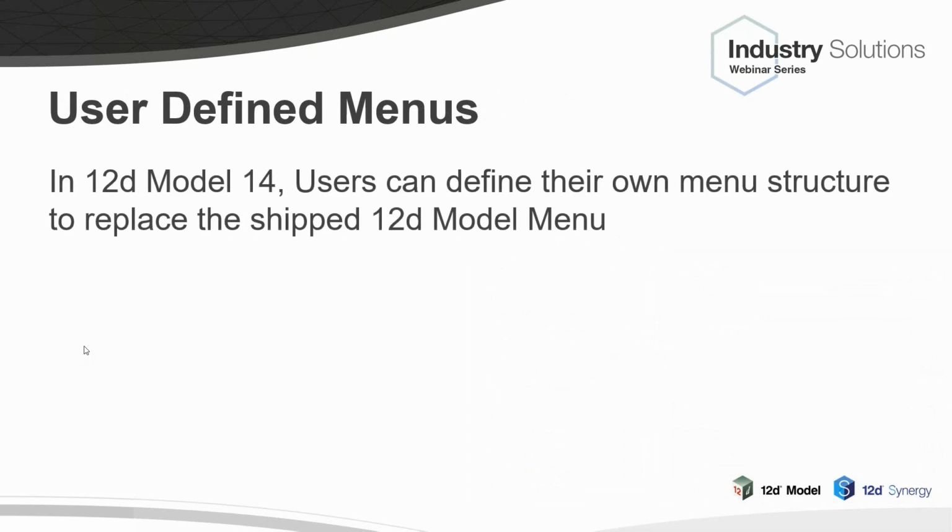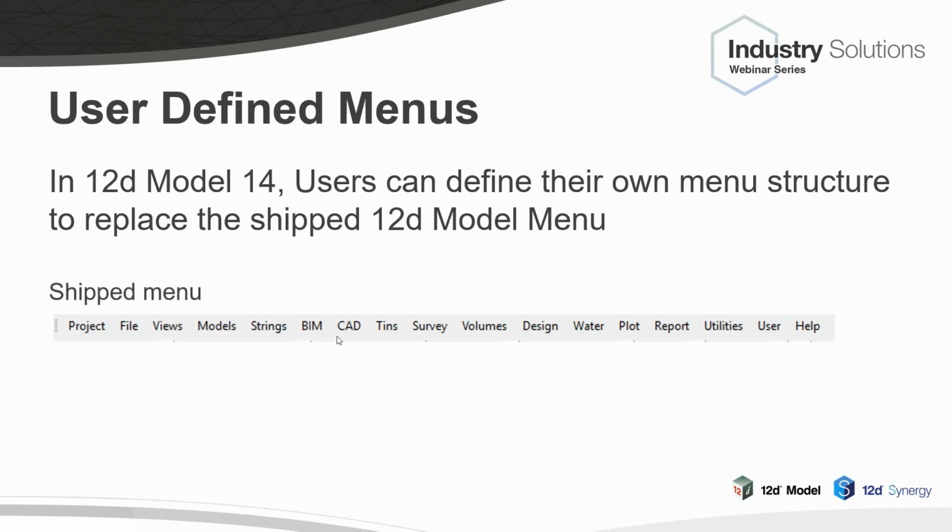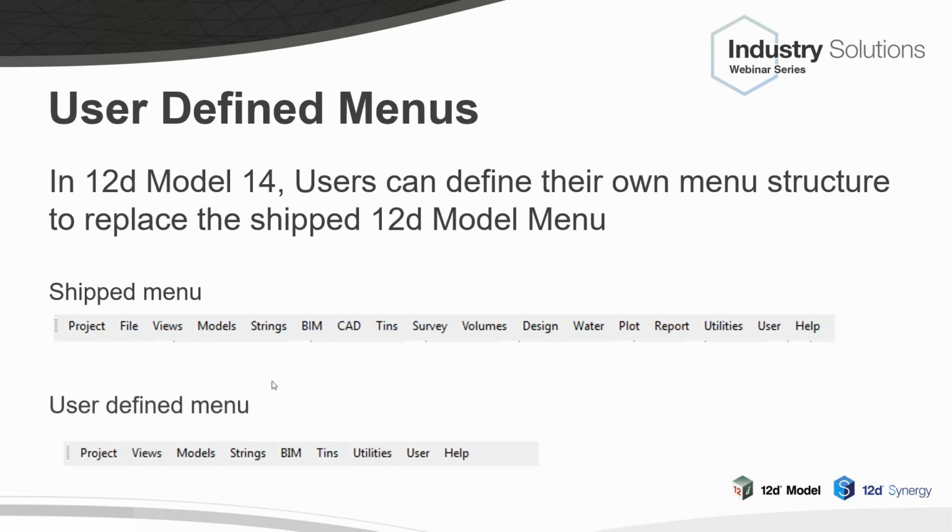This next one scares the bejeebies out of me. In version 14, users can define their own menu structure to replace the one that's shipped by 12D Solutions. So that's our ship menu, that's what you'll see out of the box. But if you like, you can actually change it totally around. Unfortunately, I did an example here where it's got exactly the same words on it, because I did it before we put BIM up the top. But you can have totally different names in there, and all the menus under them are controlled as well. And most things in 12D Model you can set up that way. So if you really want to, you can totally customize your 12D Model.